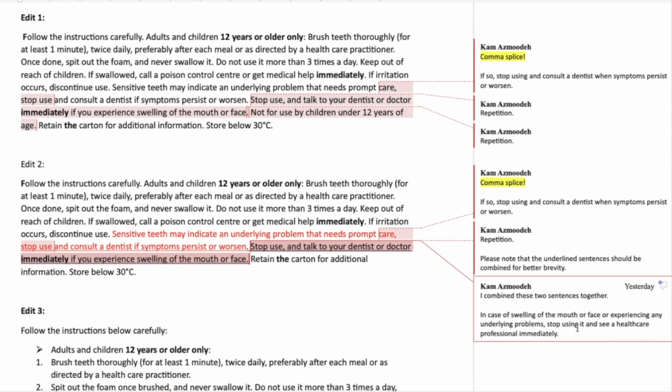Okay, so in case of swelling of the mouth or face or experiencing any underlying problems, stop using it. You see, now we are improving the edit. Now we are editing the edit for that matter. Stop using it and see a health professional immediately, right? So take a look at that one. That is actually quite interesting.